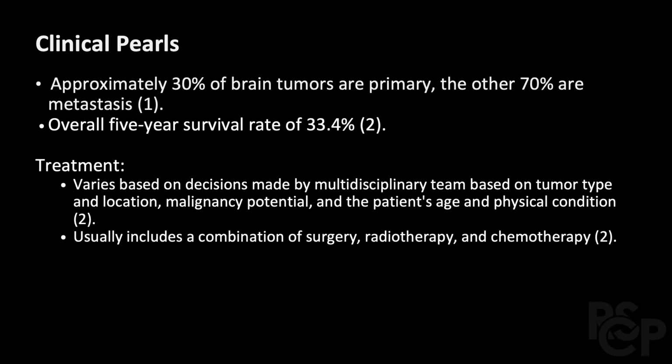So, some clinical pearls that I found interesting while studying this topic. Approximately 30% of brain tumors are primary, whereas the other 70% are metastasis. Brain metastasis will be covered in the second video on this topic, where we will discuss this a little bit more. These next 2 bullet points explain that prognosis and treatment of brain tumors are generally variable based on the type of tumor, the location of the tumor, the age and comorbidities of the patient, among other factors. However, a particular study found that the overall 5-year survival rate of patients with primary brain tumors is around 33%. Generally, treatment includes a combination of surgery, chemotherapy, and radiation therapy.